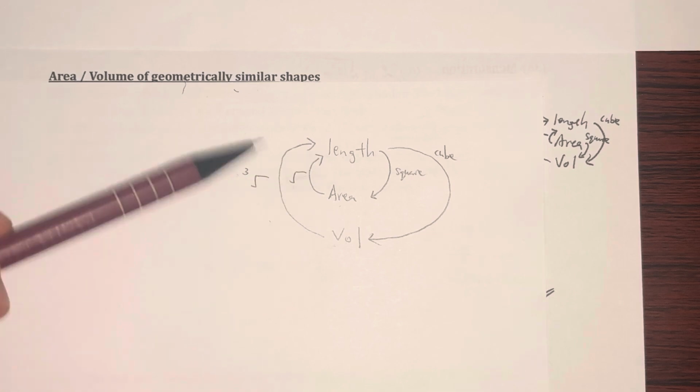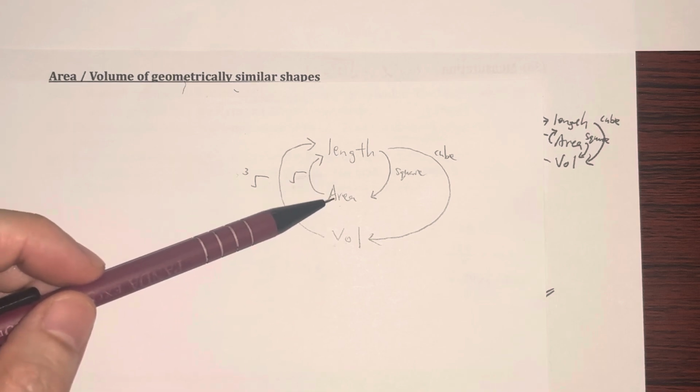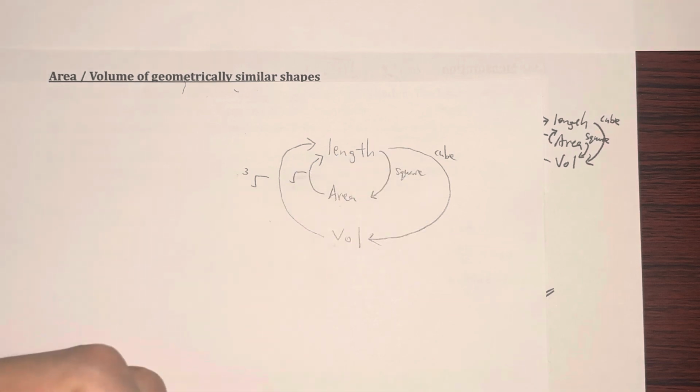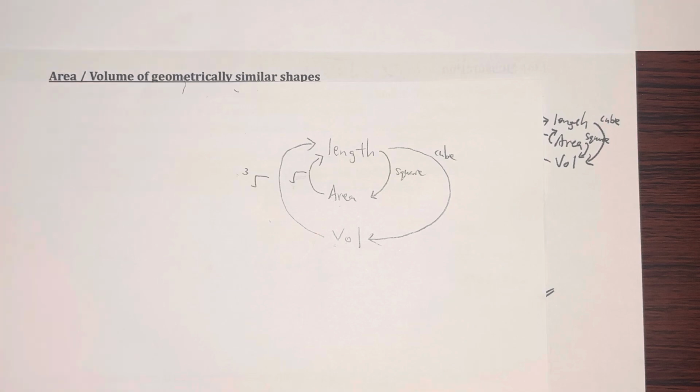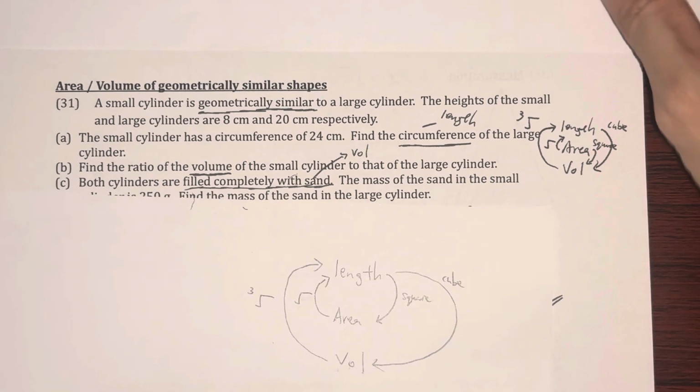So the question is, how on earth do we get area to volume? You can't directly. What you do is, from area, you change to length, and then you cube to get back the volume. This conversion is the crux of the whole concept. If you can do this, then this whole thing becomes very, very easy. So let's start with a standard question.